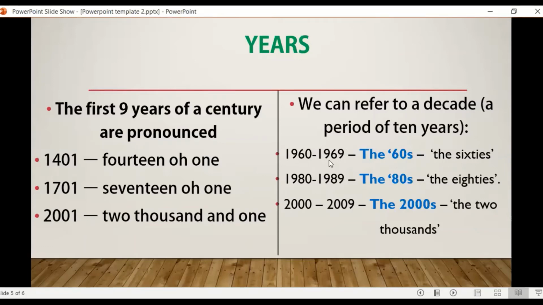So if you want to talk of these 10 years, like the period as a decade, now we can use this way. For example, from 1960 to 1969, we say the 60s. 1980 to 1989, this is the 80s, right? So this is how we say it. We just add s at the end, and this time we are referring to that specific period. But there is something that you should also bear in mind here.